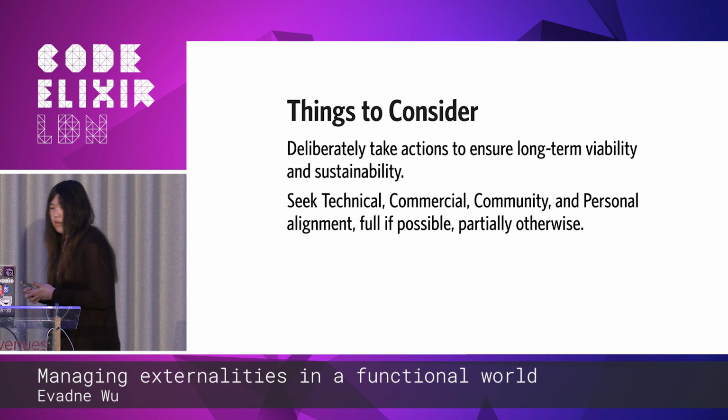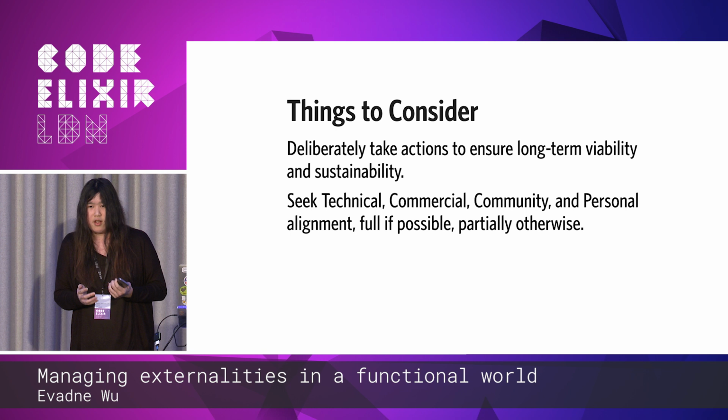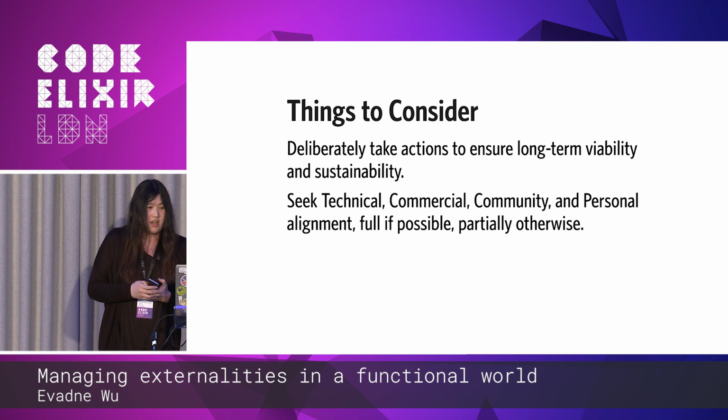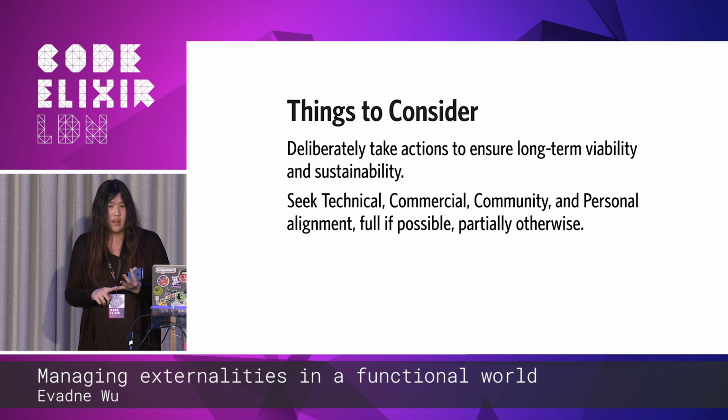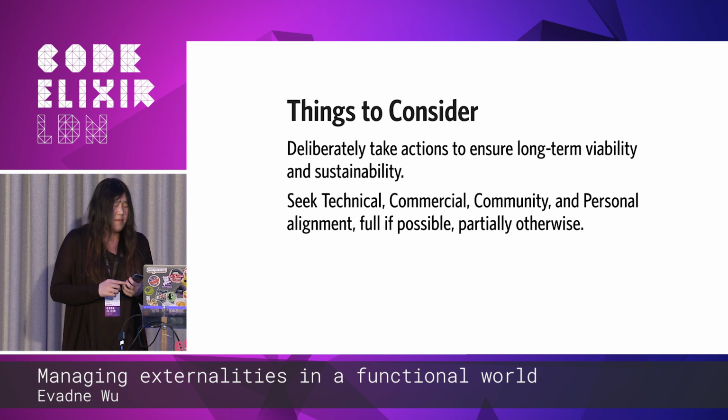So I think there are several things that we can consider today as we go through the other sessions. First of all, is that we need to deliberately take certain actions to ensure long-term viability and sustainability of the platform we currently love and we continue to love. Second thing is, potentially this will come at a certain kind of alignment that we seek between technical concerns, commercial concerns, community concerns, and also personal concerns. So hopefully we'll be able to have full alignment between these four concerns, but if not possible, then a partial alignment would probably be necessary in order to ensure that we can do the same thing in 10 years.